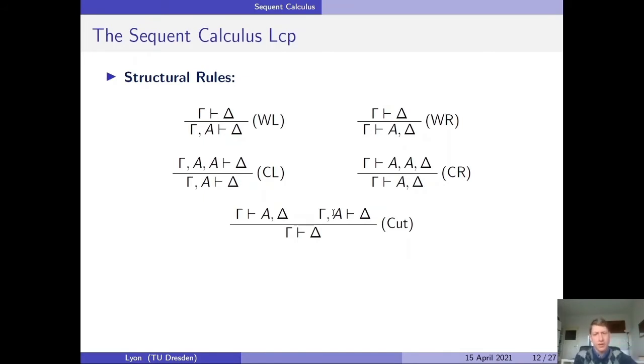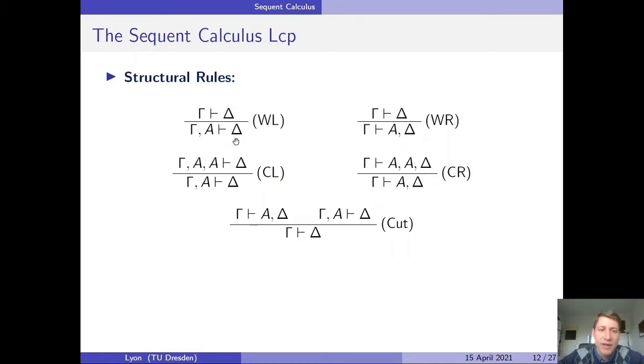Okay, now let's look at our structural rules. Here on the top of the slide we have two weakening rules, weakening left and weakening right. What the weakening rules do is they let us add information. Weakening left says that we can add any arbitrary formula we want into the antecedent of a sequent, and weakening right says we can add any formula we want into the succedent of a sequent.